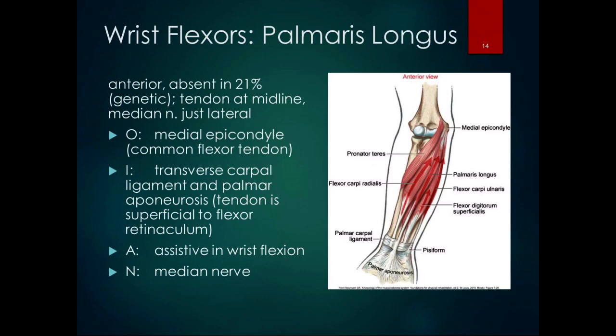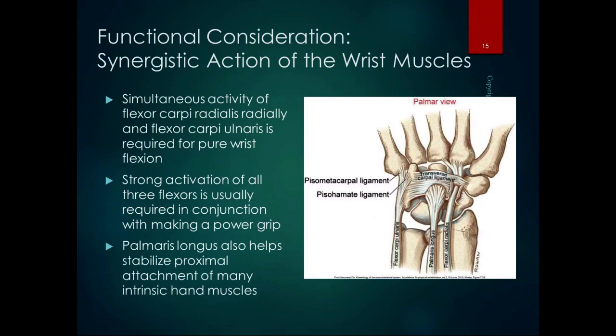So strong activation of all three flexors is usually required in conjunction with making a power grip. So holding onto that hammer, or holding onto a ball, or gripping to open a jar. Those are all power grips, and we need to activate those flexors in order to do that. The palmaris longus also helps stabilize the proximal attachment of a lot of the hand muscles. So when you have the palmaris longus, it has a stabilizing function. So it pulls on that transverse carpal ligament to stabilize that attachment.